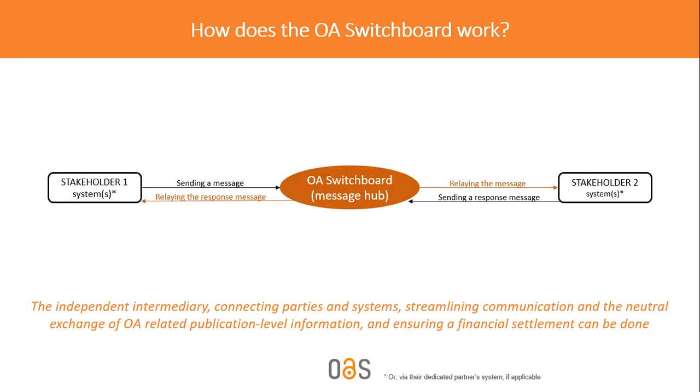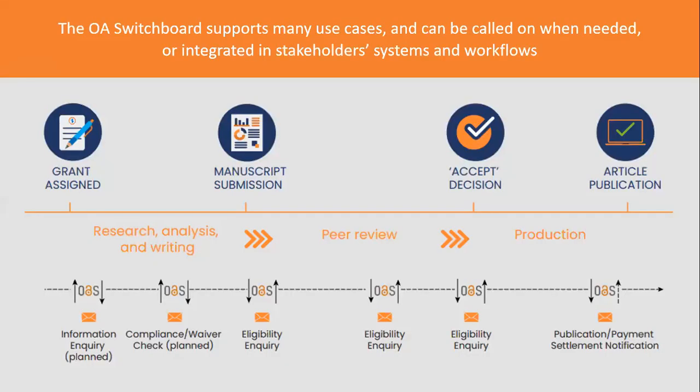So the OA Switchboard, as an independent intermediary, connects parties and systems and streamlines the communication and the neutral exchange of OA-related publication level information and ensures a financial settlement can be done. We don't get involved at all in the financial settlement. It's all about metadata, also when it comes to how the publication charges are settled. The OA Switchboard supports many use cases and can be called on when needed or integrated in stakeholder systems and workflows or their trusted third-party partners' systems that they work with.